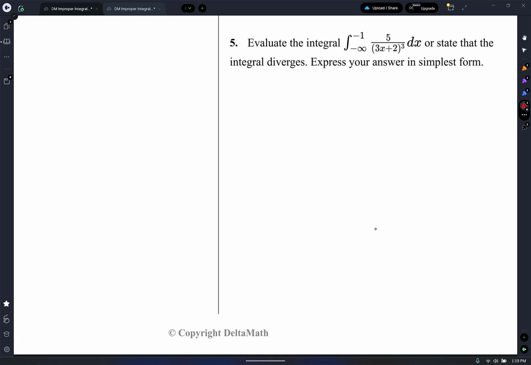So I see a symbol, the infinity, so I do it like this. I write limit, and I just start with the letter A. As A approaches negative infinity, integral from A to negative 1 of 5 over (3x plus 2) to the third power dx. Are we okay with that? And then here's what you do. You just take your antiderivative like you always do, but don't forget to write that limit down.